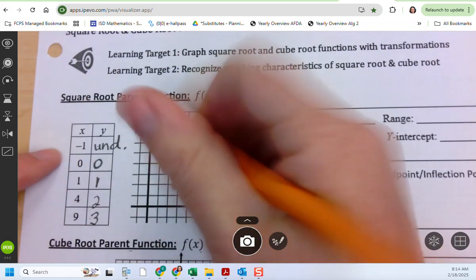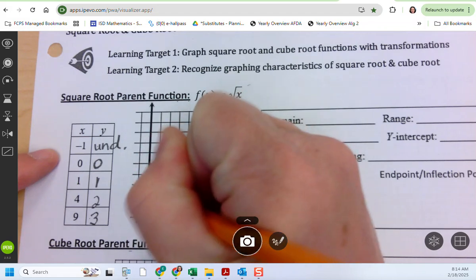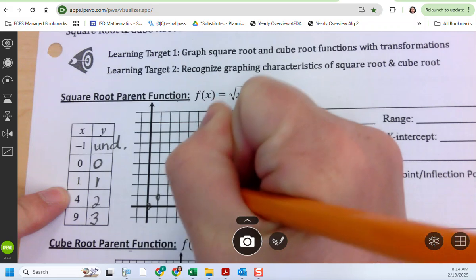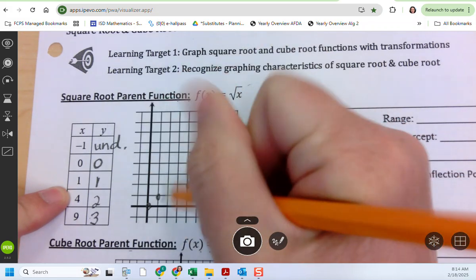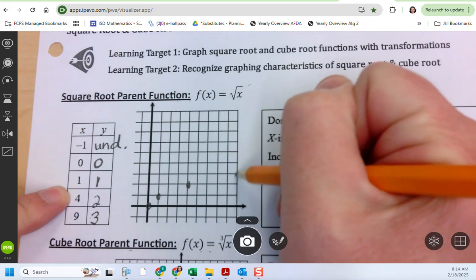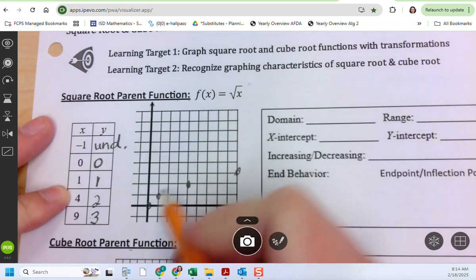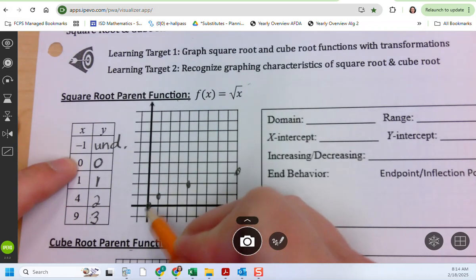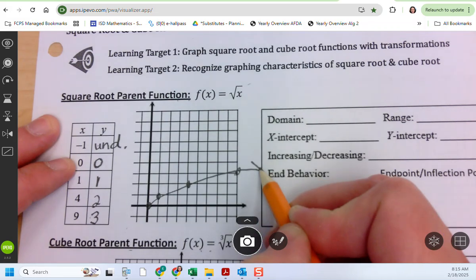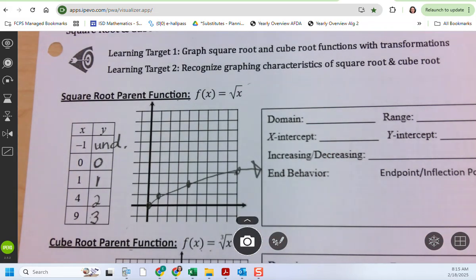We can graph (0, 0), (1, 1), (4, 2), and I think 9 will fit. Let's see, 1, 2, 3, 4. Yeah, (9, 3) over here. And this one here on the left, this is an end point because everything to the left of this is undefined. You can't do the square root of a negative number and get a real number, only imaginary. But on the right side, it keeps going.